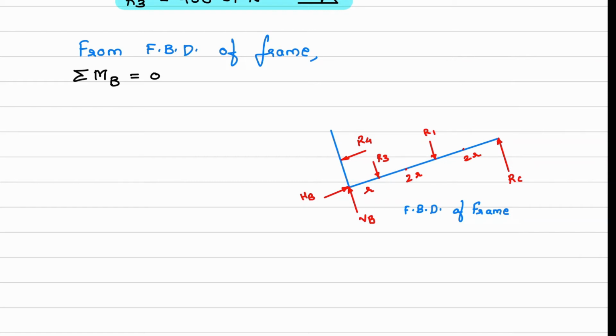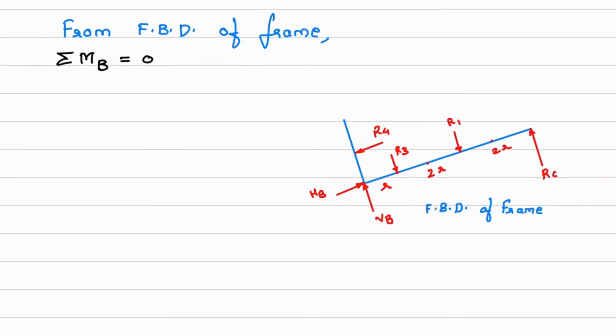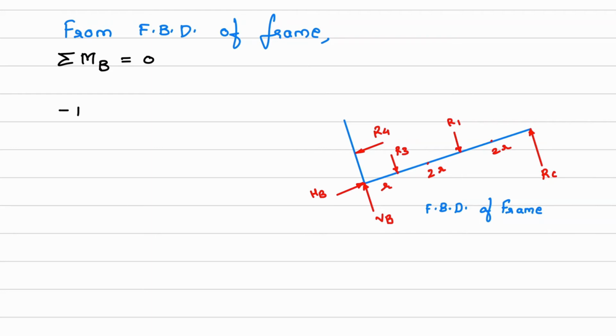So here I can write down now moment. So what will be the moment? Keep your thumb over here, keep your index finger at R3, rotate your index finger in the direction of arrow. So this will be clockwise. So clockwise means moment is negative. So minus R3 into distance is R. Next force R1 is there. Keep your thumb over here, keep your index finger over here, rotate in the direction of arrow. It is clockwise. So minus R1 into what is the total distance? 3R. So into 3R.